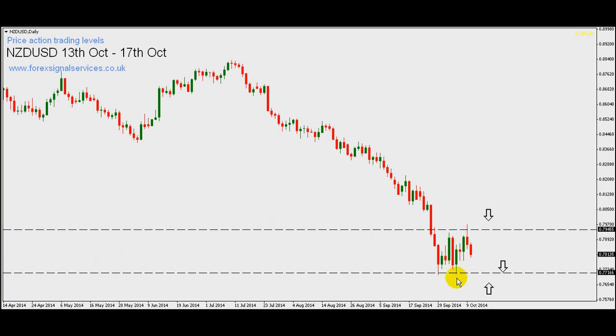NZDUSD here, stuck in the middle of a range between 77.16 and 79.45. Positions here, sell down from 79.45. We come up to this level here, we see a bearish candlestick. Buy above 77.16 if we see a bounce here and a bullish candlestick, or a break under here and a retest at 77.16 to go short.